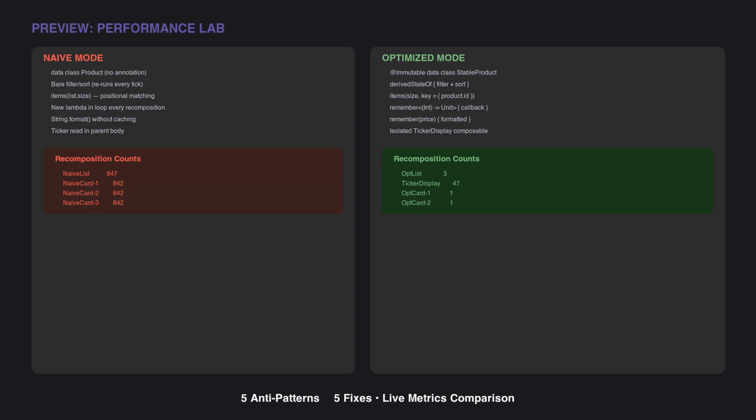Here's the app we're building. A product catalog with 200 items, search, sorting, and a real-time ticker. A toggle switches between naive and optimized implementations. The MetricsPanel on the right shows live recomposition counts, color-coded by severity. In naive mode, the ticker cascades recompositions across every card. In optimized mode, 5 fixes keep counts minimal.